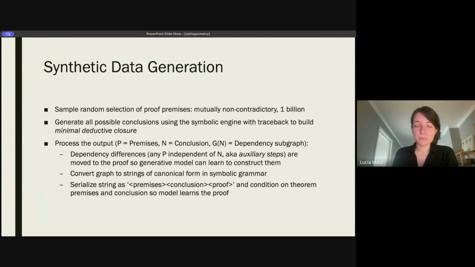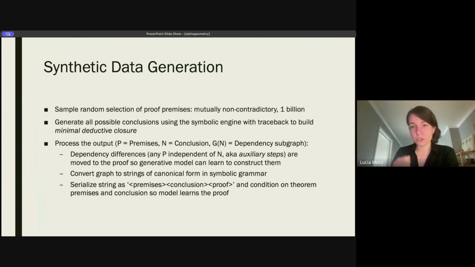Now, on a high level, the way that you generate this data is you start with a random selection of proof premises. You feed that into your symbolic engine. And the way that you choose these proof premises, of course, you have to make sure that they are mutually non-contradictory. So you do uniform random sampling one at a time, checking that the statements that you start with are not contradictory. For example, contradictory statements in Euclidean geometry would be that the line AB is perpendicular to the line CD, and the line AB is parallel to the line CD. You cannot have both of those be true.